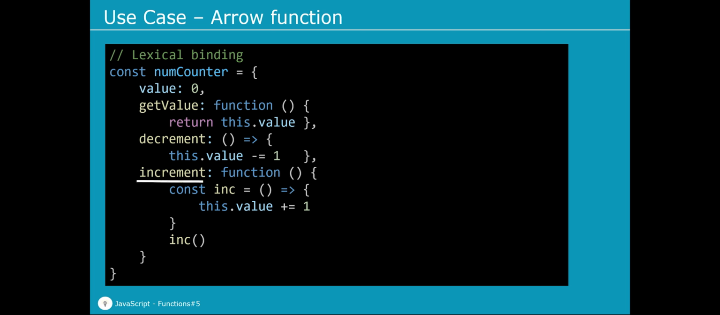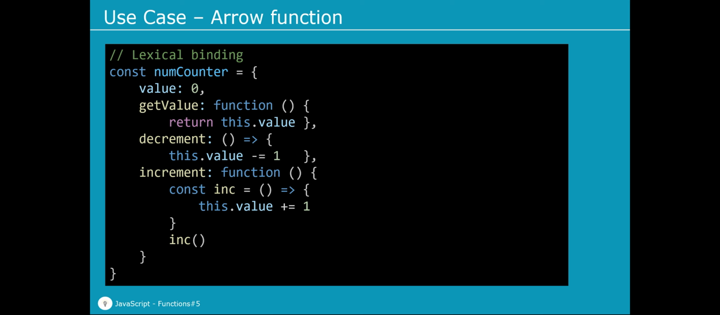The third method shows how we can lexically bind this object with an arrow function. We start by creating a function expression which binds this object to the numCounter object. Now I define an arrow function within this function expression. This arrow function lexically binds this object of the function expression, which represents the numCounter object. Due to this lexical binding, the arrow function has access to the value attribute and can increment the value of this attribute.